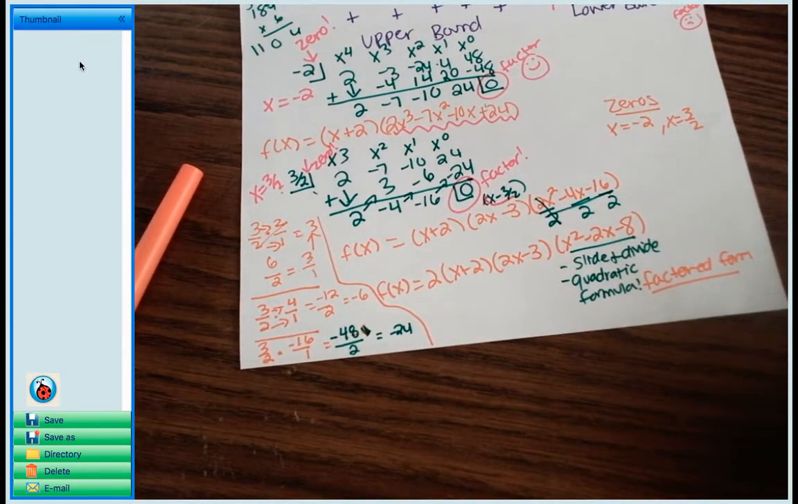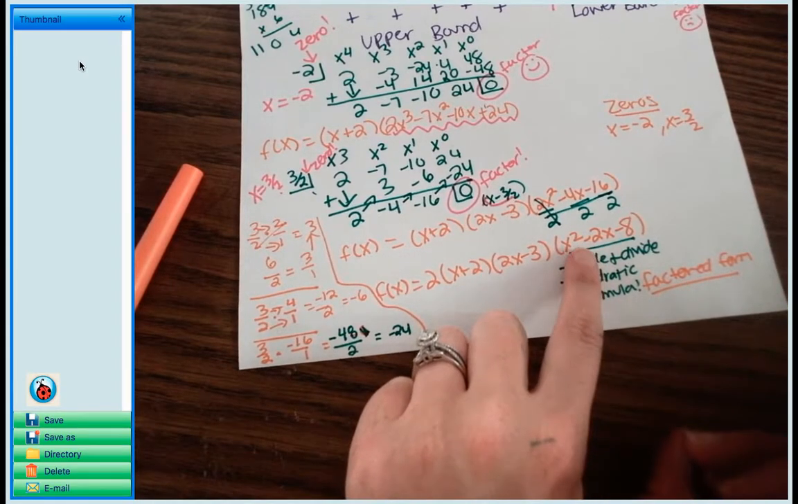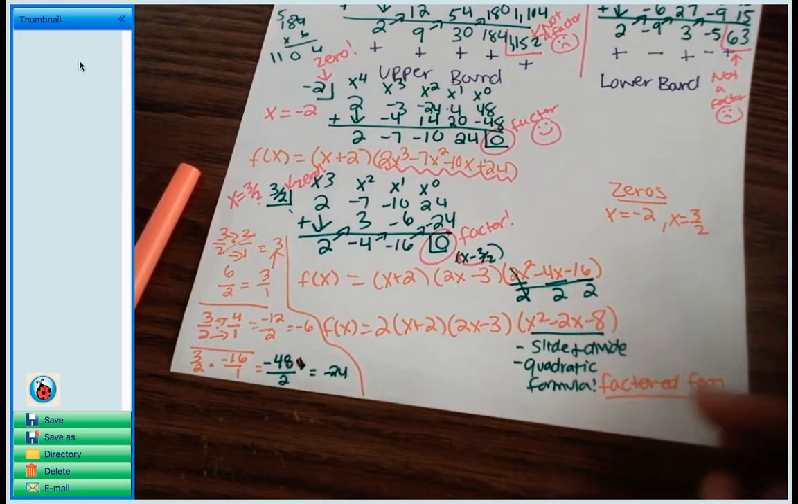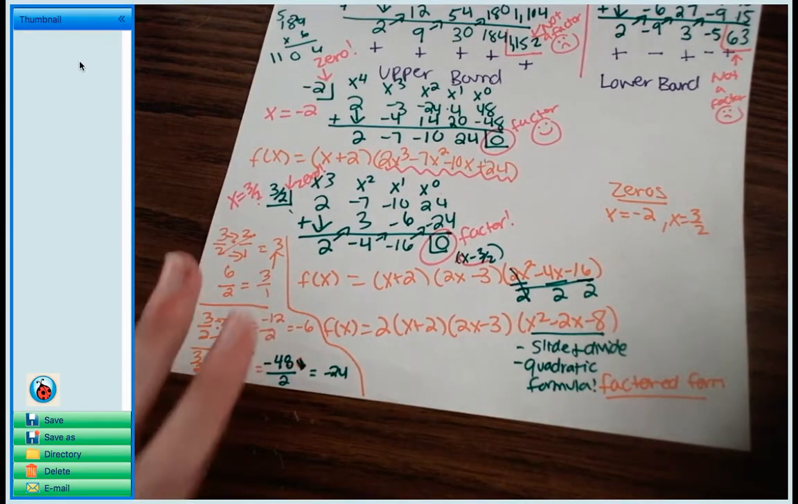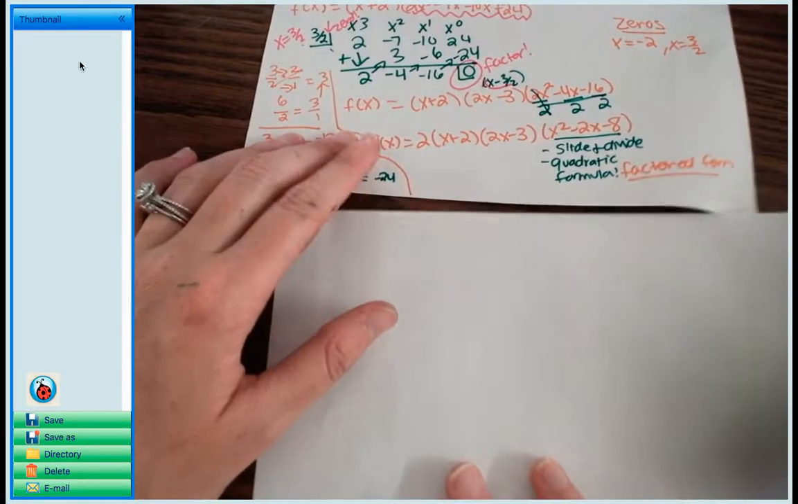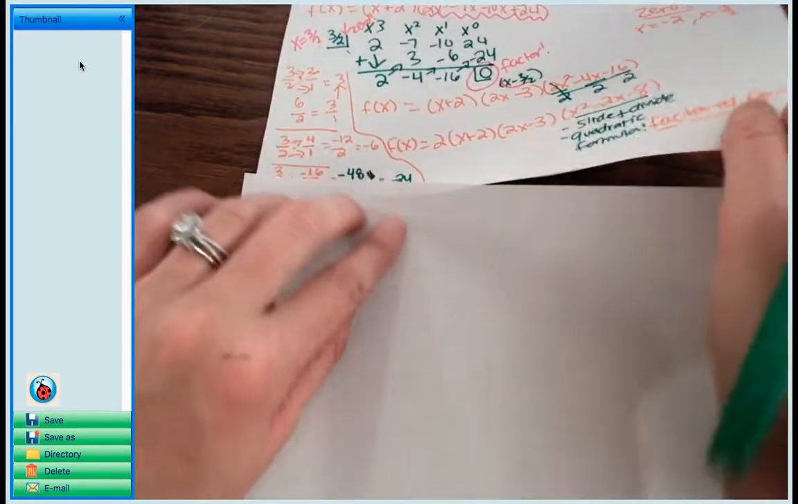It will be much faster if we just go ahead and factor instead of sitting here and trying zeros out over and over and over. So now, I'm going to write that bad boy in factored form using slide and divide. Me personally, I like slide and divide. I think it's a little faster than the quadratic formula, but it's not wrong to use the quadratic formula. Alright, so I'm going to continue on to this paper.